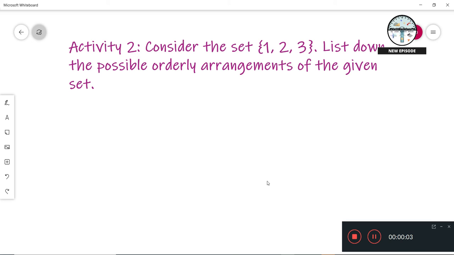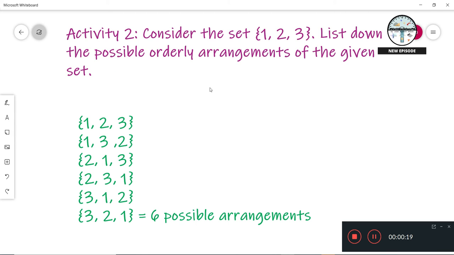Consider the set 1, 2, 3. List down the possible orderly arrangements of the given set. So as always, please pause the video if you want to try, and if you're ready, please play the video and you will see the solution. So here is the solution.